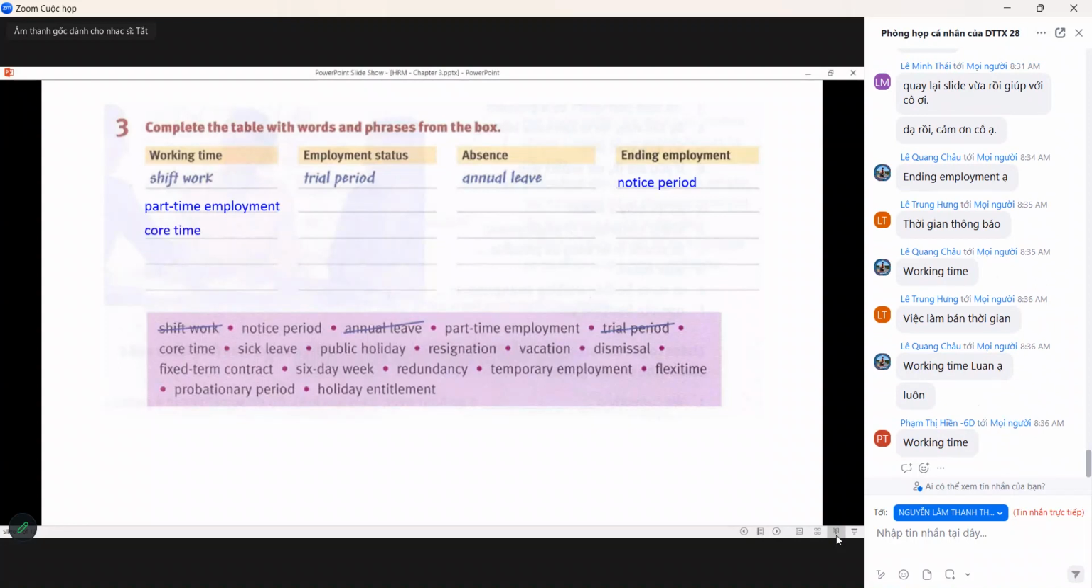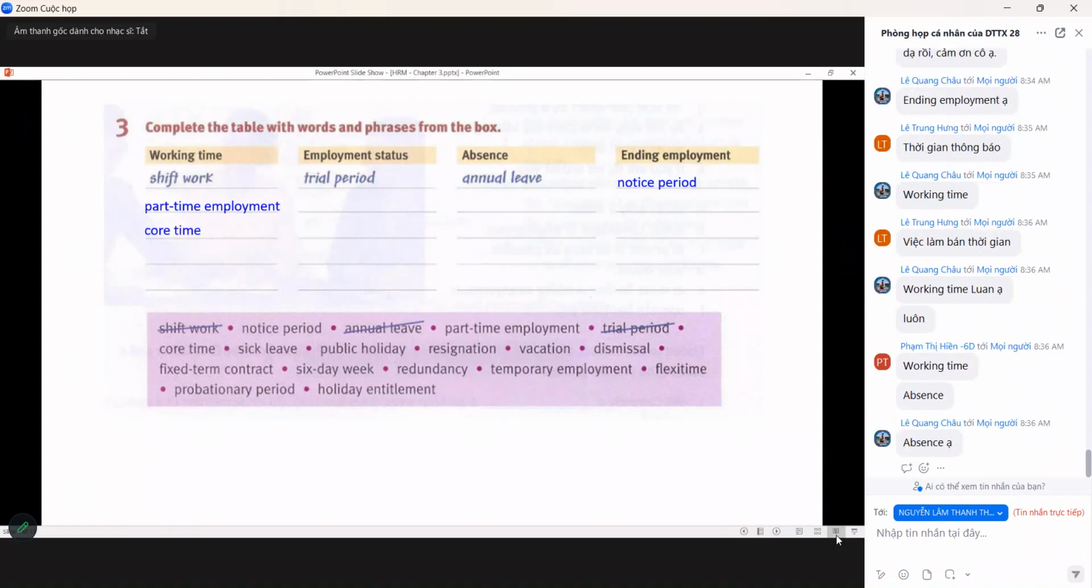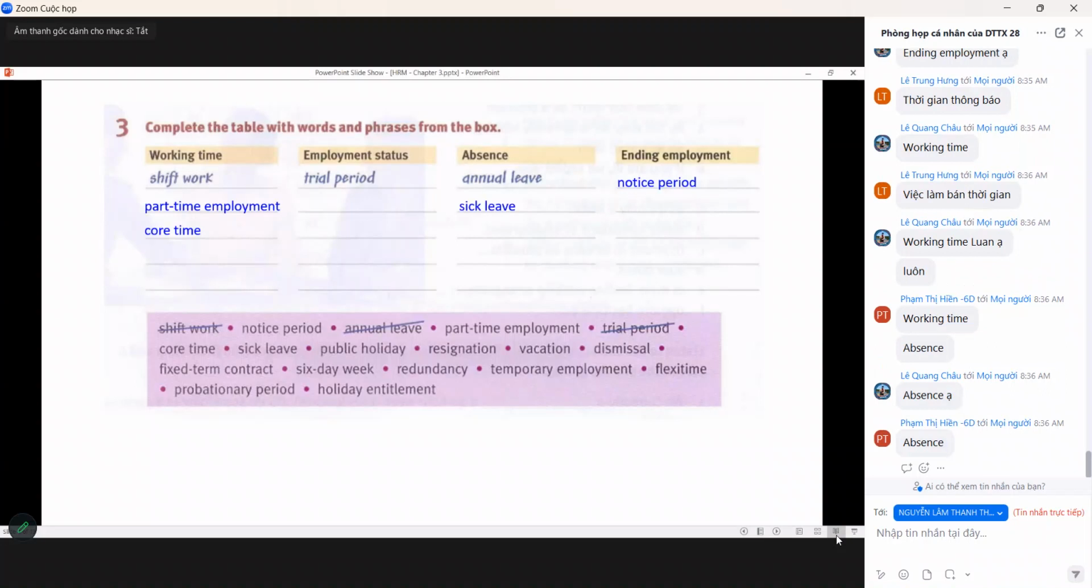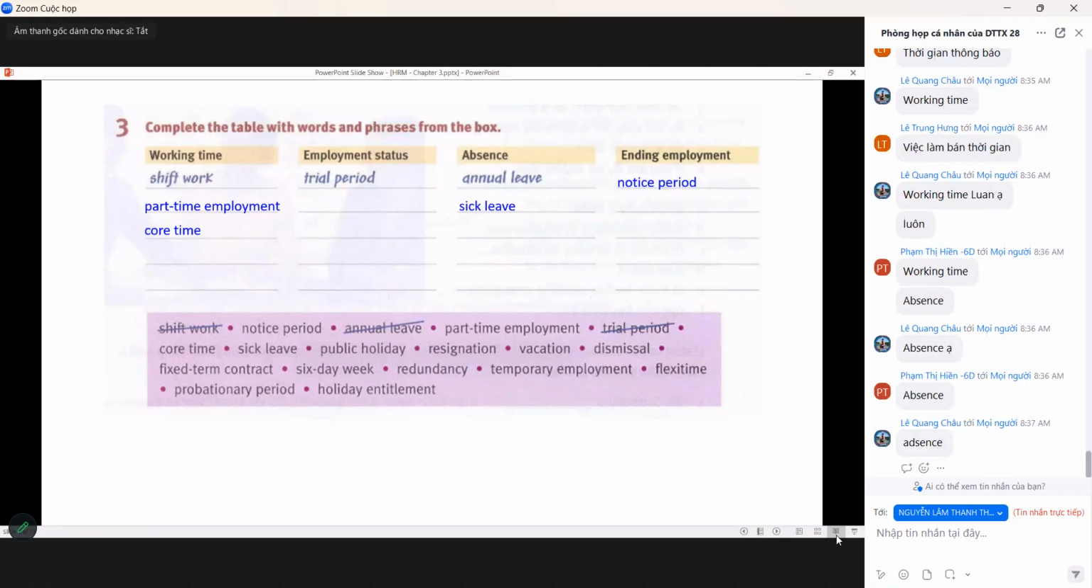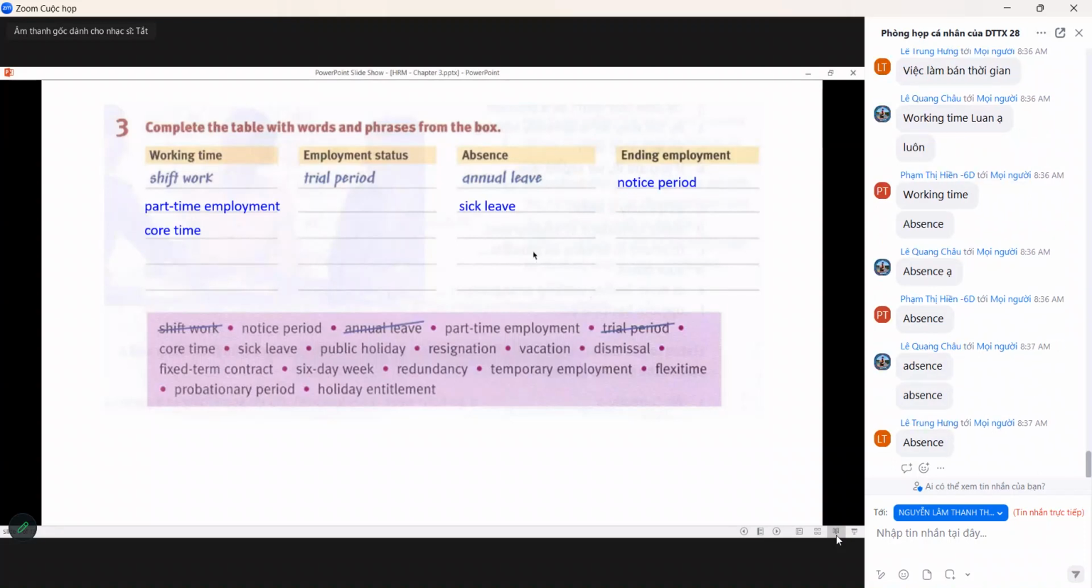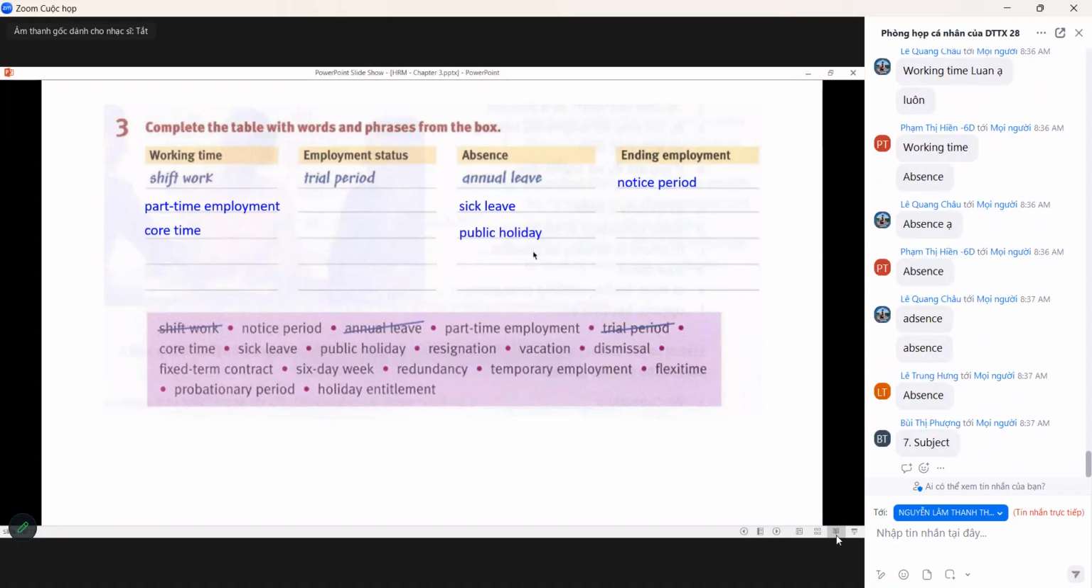Sick leave. Sick leave. Absence, right? Yeah, absence. Public holiday. Public holiday. Absence day. Yes, of course.